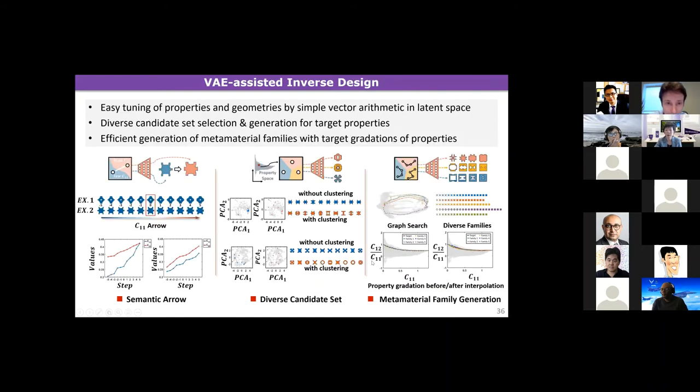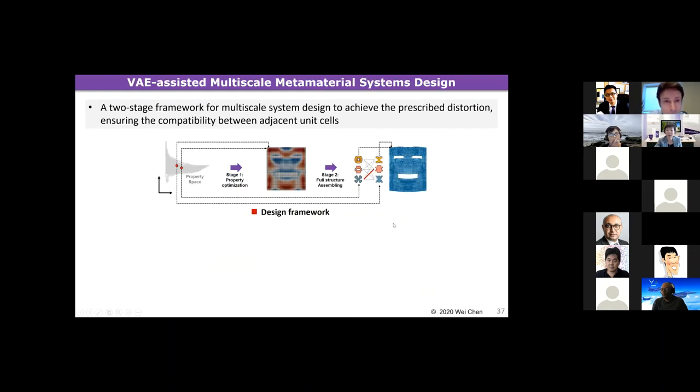So this paper is published in CAME, the Computational Mechanics Journal, in the AI special issue, I think a couple months ago. This is just to show that the VAE also assisted inverse design, and the inverse design can be just designing a unit block given some property, as well as designing a multi-scale structure. So for designing a multi-scale structure, here's an example to show you how we benefit from this larger database. This is a smiley face where you have a desired distortion at different locations. And you can see that the desired property can be different.